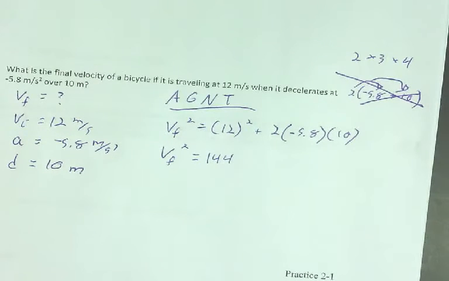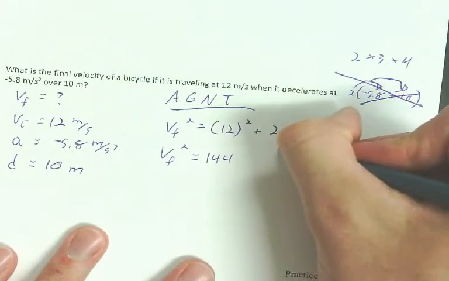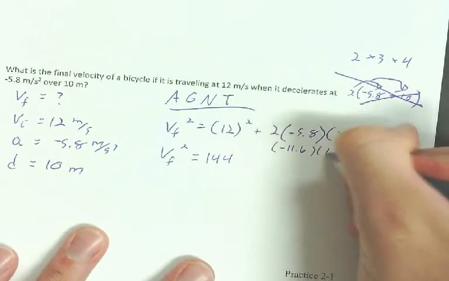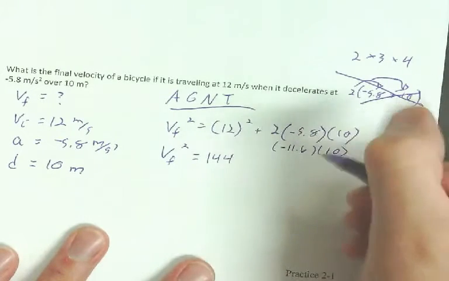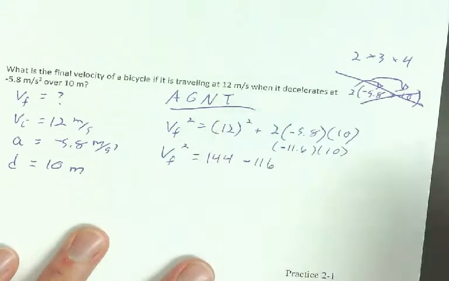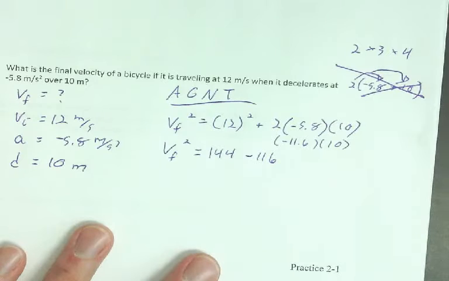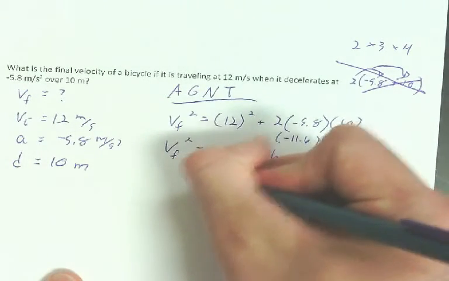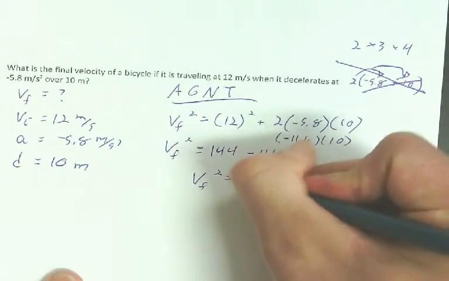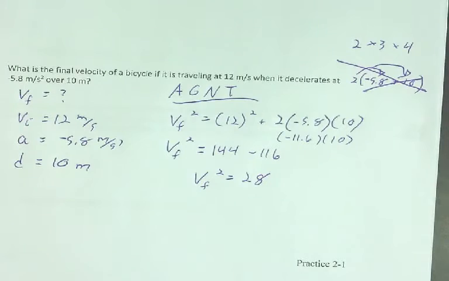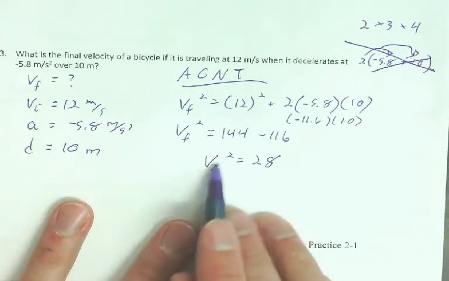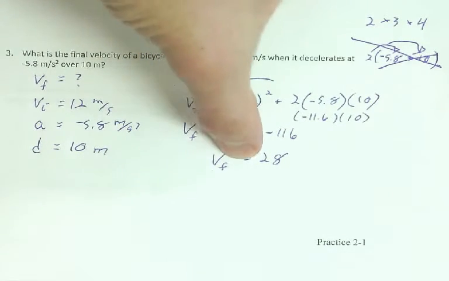So 2 times negative 5.8 is negative 11.6. And then 10 times negative 11.6 is negative 116. Okay, so that gives me V final squared equals 28. And this was the next part that people had issues with, which is figuring out what to do at this point. So right now you have V final squared. What we want is just V final.